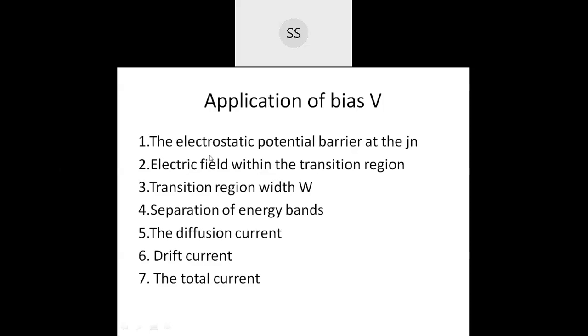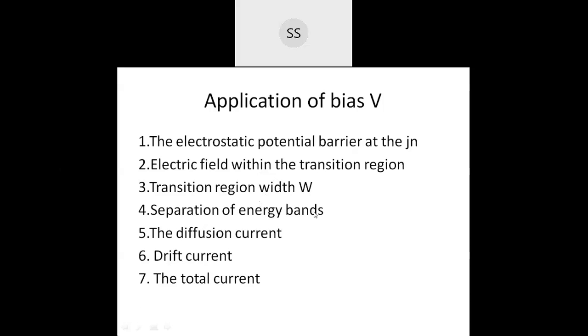And also the second parameter will be the electric field within the transition region. Because of the application of external bias, the width of the space charge region or transition region is also going to be affected. Similarly, the external bias is going to affect the separation of the energy bands, and finally it has its effect on the diffusion current, the drift current, as well as the total current.